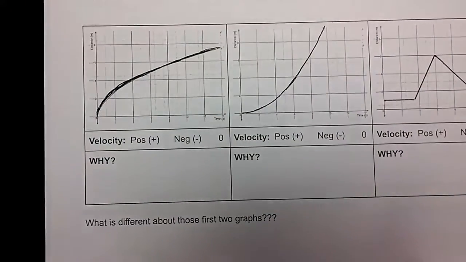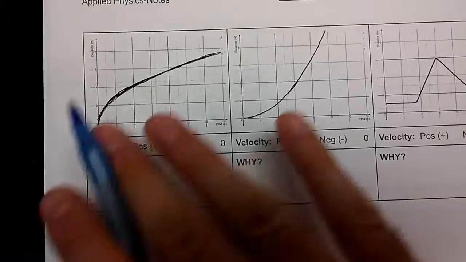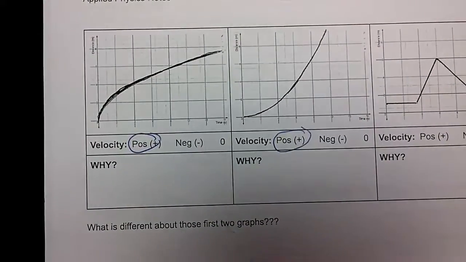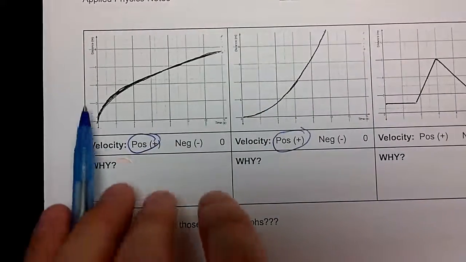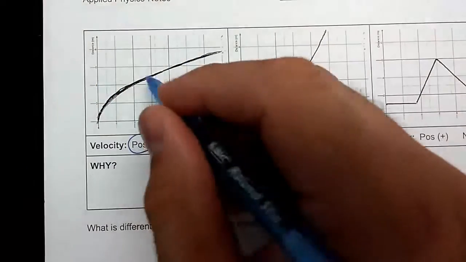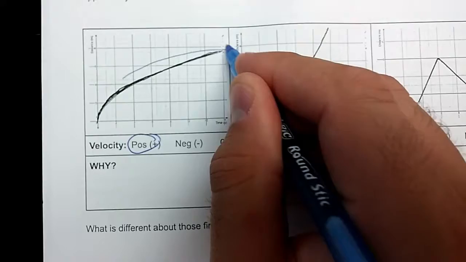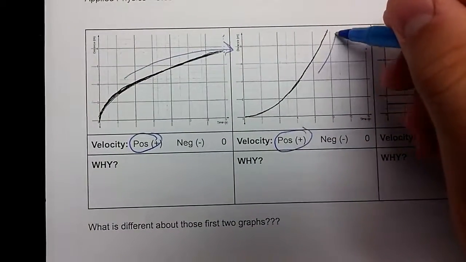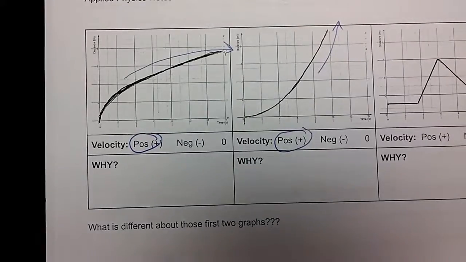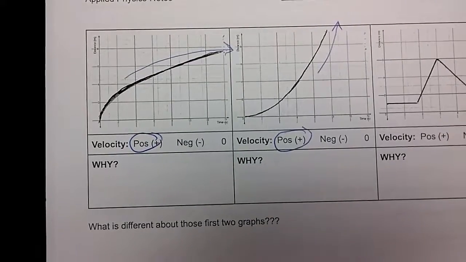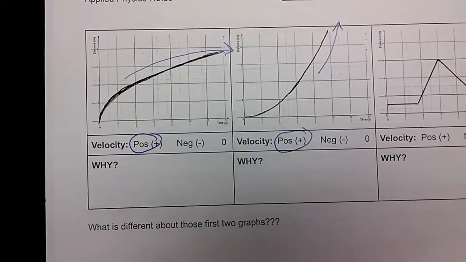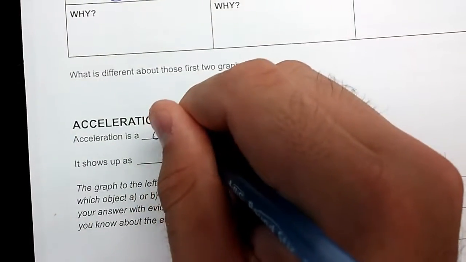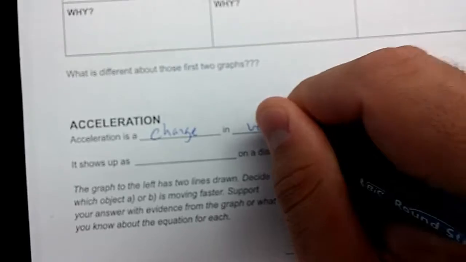For the first two, you'll notice that the velocity is positive for both, but you'll notice that they're curved. This one is curving towards the horizontal, so it's getting flatter, or more horizontal-like. This one's increasing, getting more vertical. And this is where acceleration comes in. Acceleration is a change in velocity. So I'm going to define that here. Acceleration is a change in velocity.